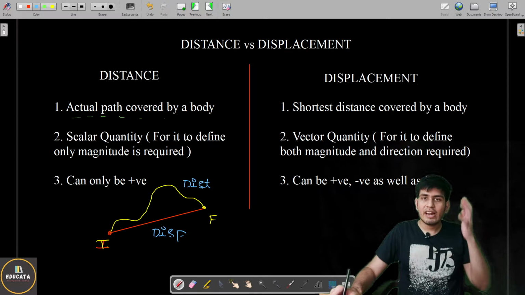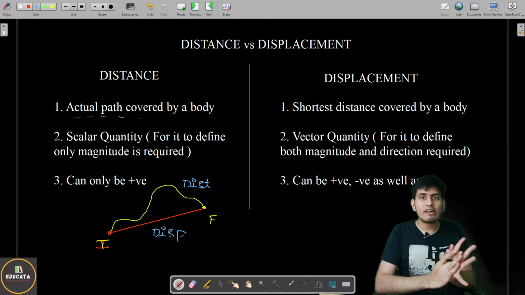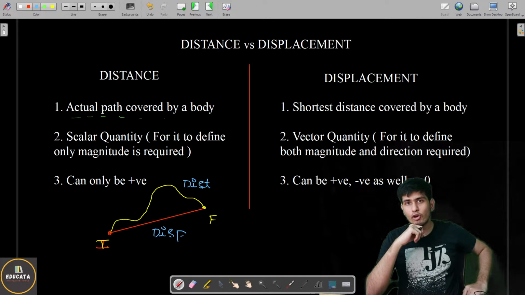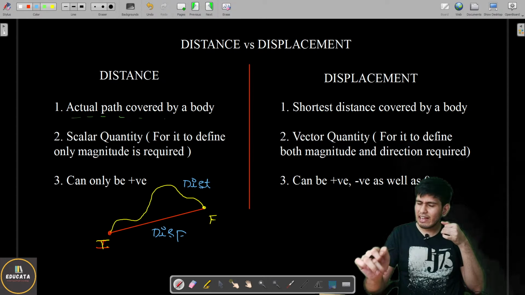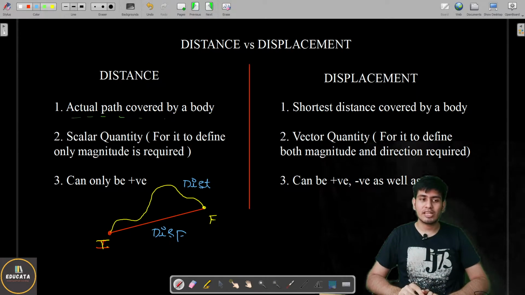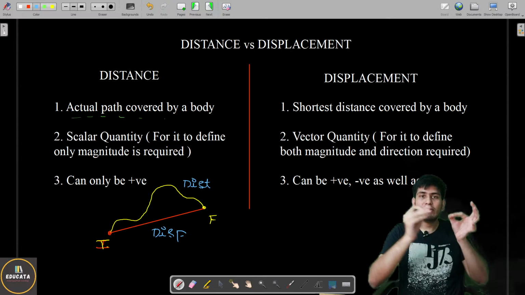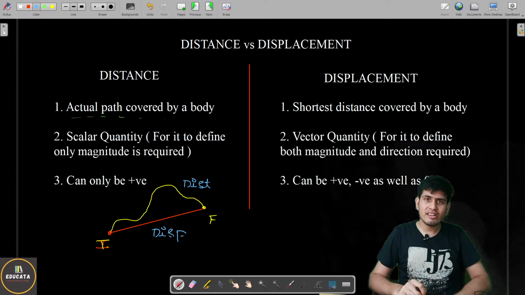Okay, now there are certain more differences. Distance is basically a scalar quantity. Now what is a scalar quantity? A scalar quantity is only having magnitude. Is this the definition? No, you are wrong. In various schools it is taught something like this, but each and every body possesses certain magnitude and it also possesses certain direction.